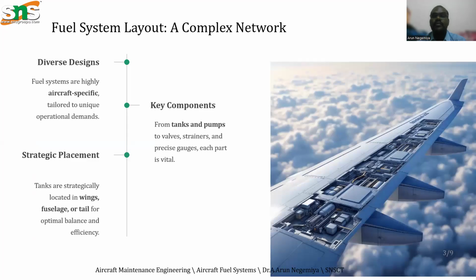And the seventh one is the fuel system layout. So what are all the components available in that fuel system? The first one is diverse design, strategic placement, and key components. For diverse designs, the aircraft fuel tank is specially designed for each and every aircraft construction, and mostly the aircraft tank is fitted in the wing area only.